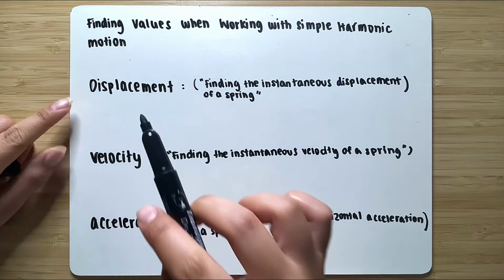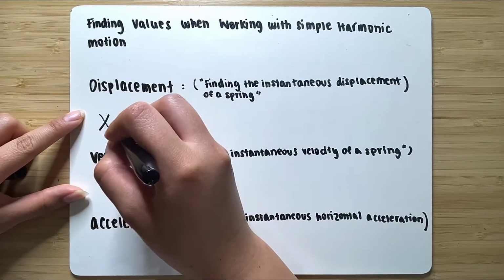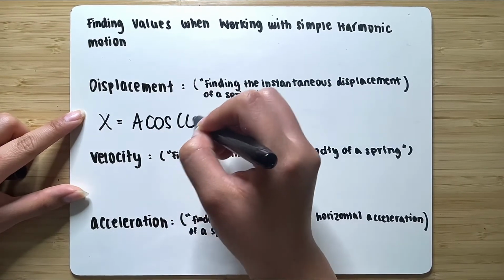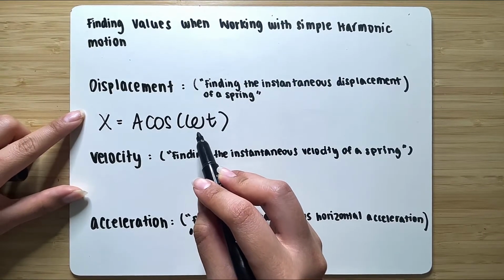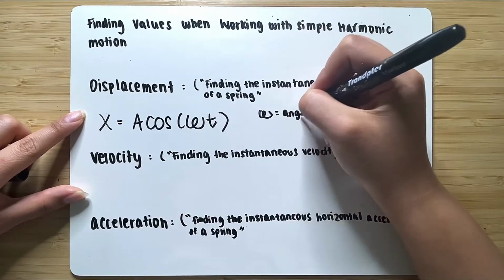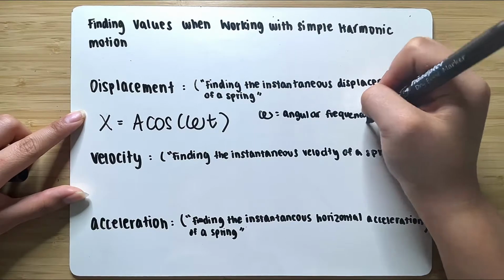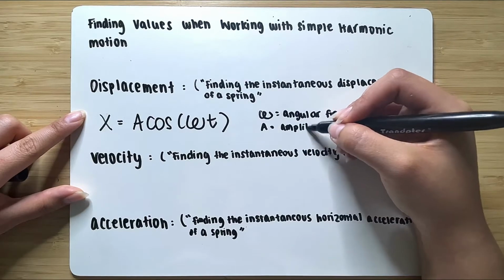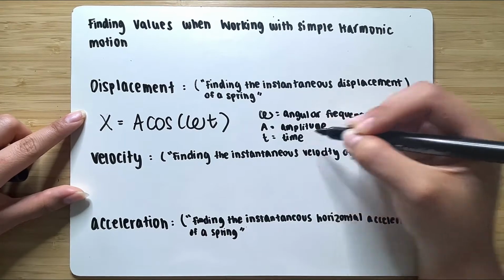Okay, so whenever you have a problem asking for displacement, you will want to find the A amplitude times cosine omega t. This W is a Greek symbol that stands for omega. And what omega is, omega is the angular frequency. A is amplitude. And t is time in seconds. Okay?